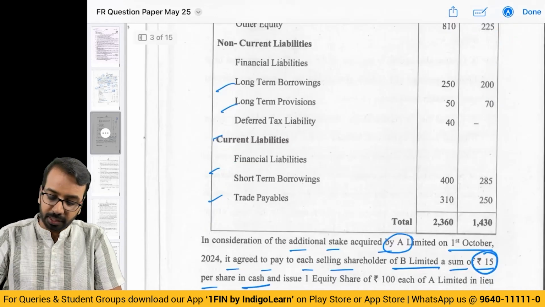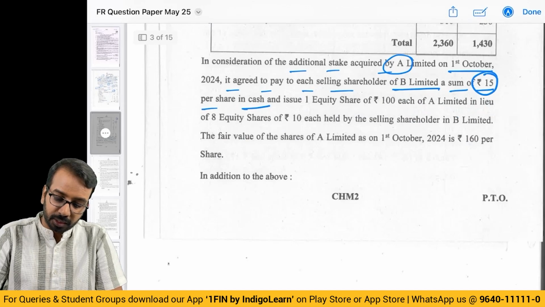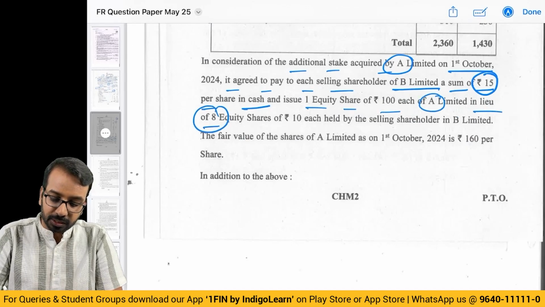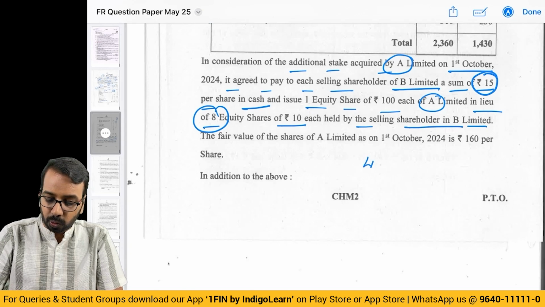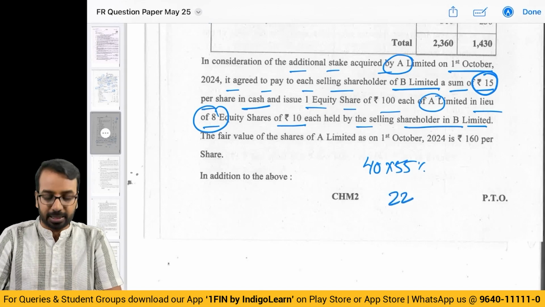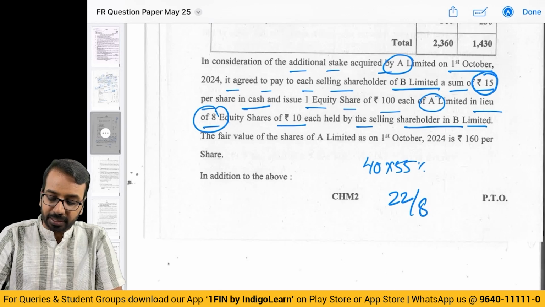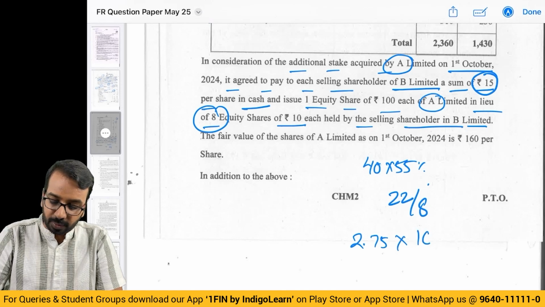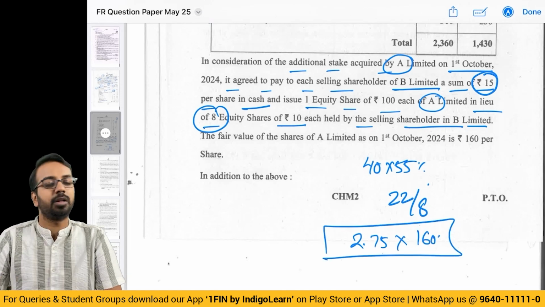Okay, 330. Then issue one equity share of A Limited in lieu of 8 shares of 10 each held by the selling shareholder in B Limited. So we have 40 lakh shares into 55%. We are acquiring 40 into 55%, 22 lakh shares. This divided by 8 is the number of shares. So 22 divided by 8, number of shares is 2.75, multiplied by 160 is the share value for purchase consideration.